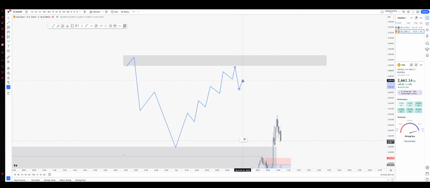So it doesn't matter how many breaks it does on the pullback like this. It's still valid. The only way for it to be invalidated is if the market breaks above the swing here, creating a break with a full body candle. So break number 1 and then a higher low and a break number 2. At that point, this trade is invalidated.